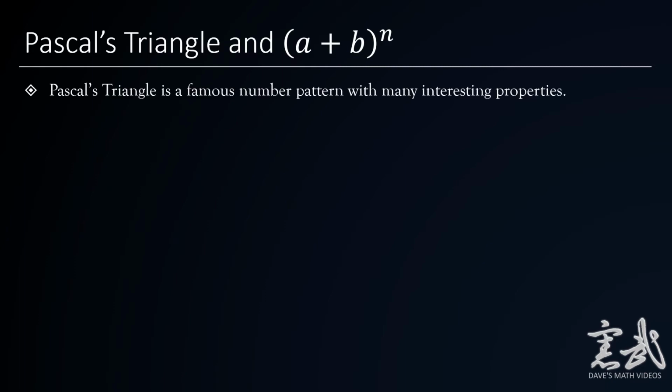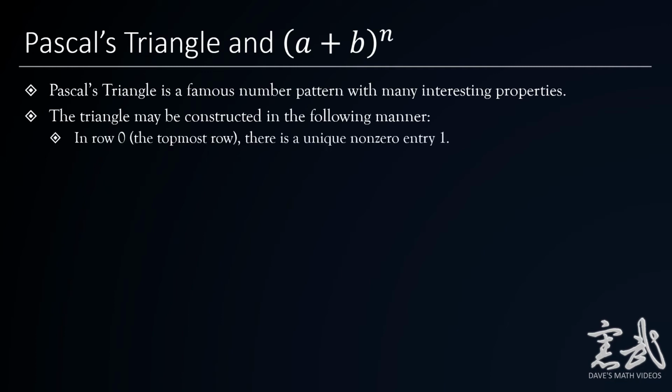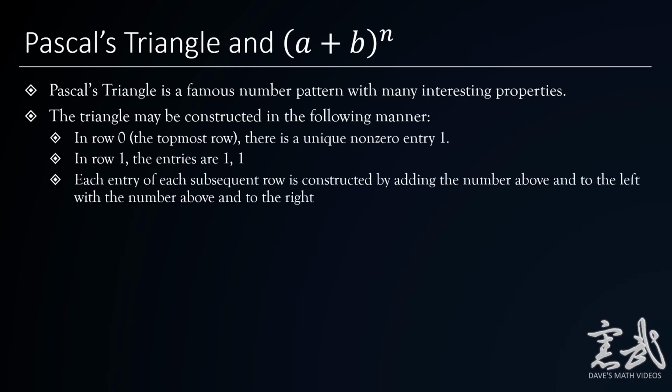What is Pascal's Triangle? Well, it's a famous number pattern that has many interesting properties, as we'll see later on. The triangle may be constructed in the following manner. In row 0, which is the topmost row, we have a single non-zero entry, 1. In the next row, row 1, the entries are 1 and 1.